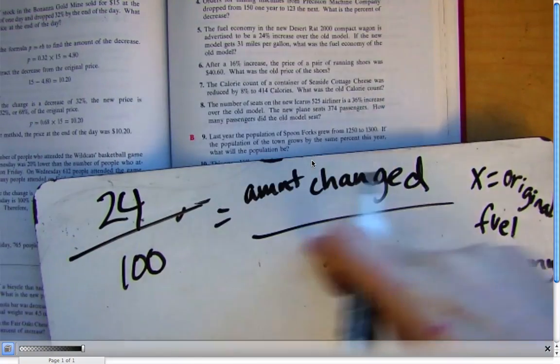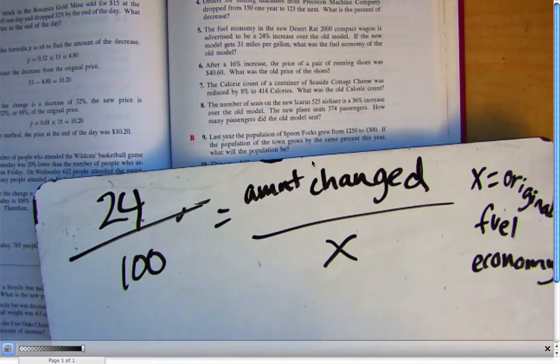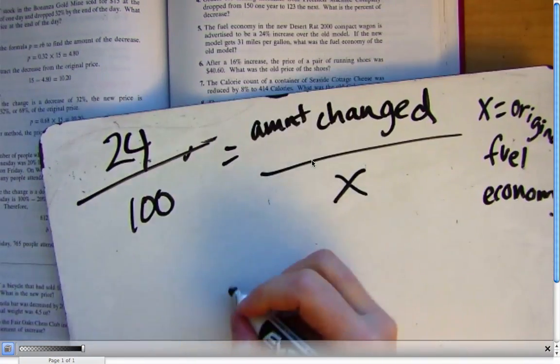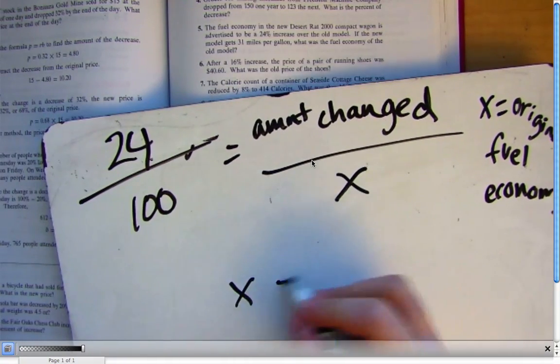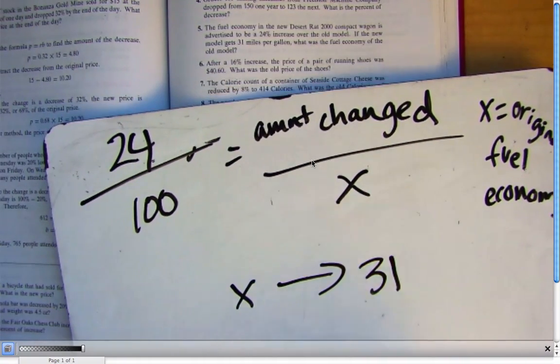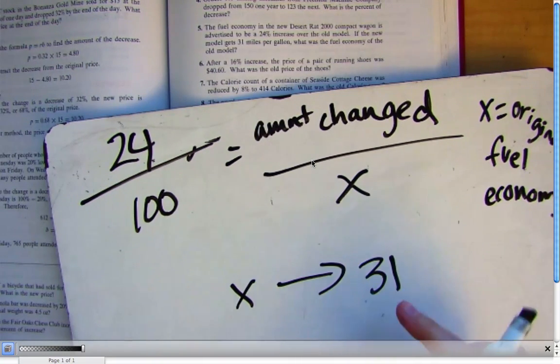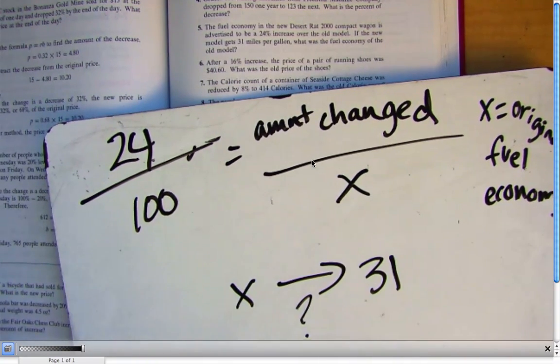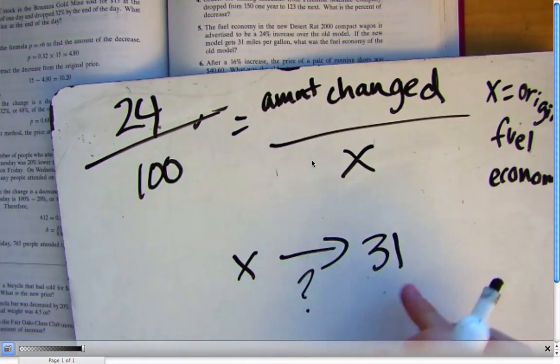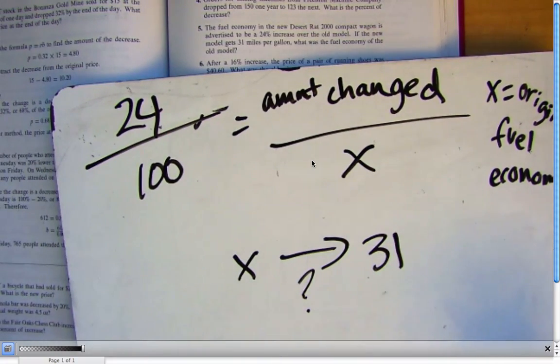Because right now I still need to figure out, well, what am I going to put in this amount changed right here? That's my big question mark of what am I doing, okay? So it went from the original amount was X to a new amount was 31, right? That's what's happening here. We don't know what the old one is. We do know the new one's 31. We also don't know how much it changed. But using this, could I figure that out?